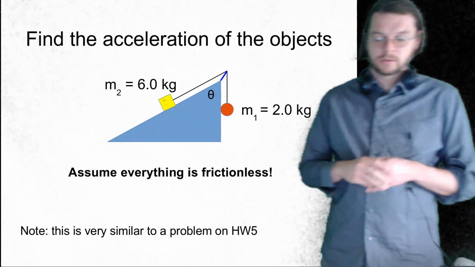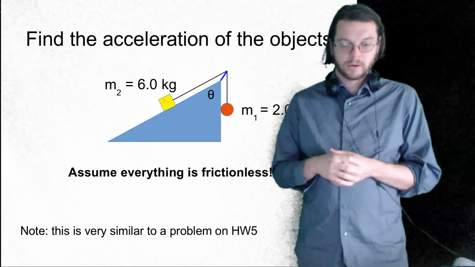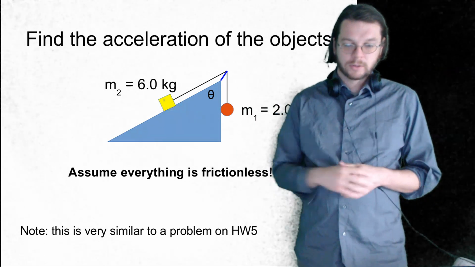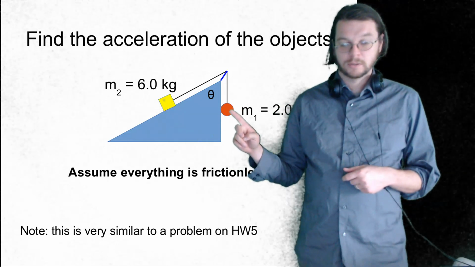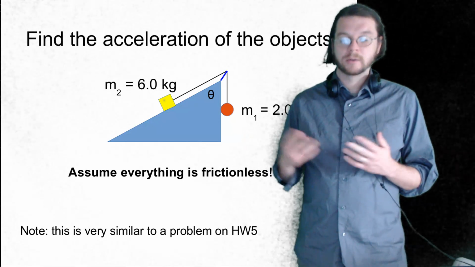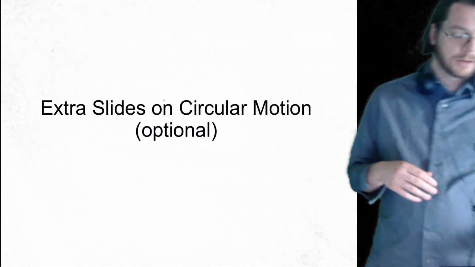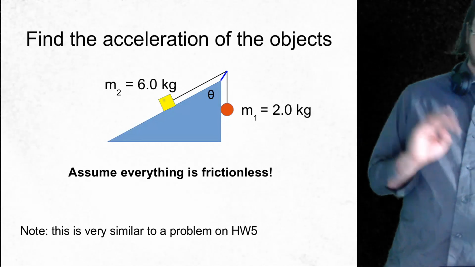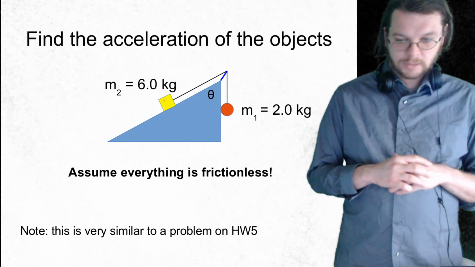In the group work, you'll break this down into parts using your tilted coordinate systems. You'll make a tilted coordinate system for this block and leave the other coordinate system untilted, then connect the dots and calculate what the acceleration is and whether it's up or down. So that's the group work for today. There are extra slides that are optional. You don't necessarily need to go over them, but that's it for today.